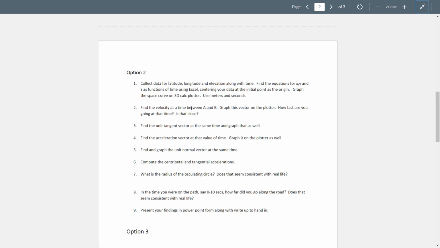You can go on Google Maps and basically approximate the radius of the curve you just went around. That's easy to do. In the time you're on the path, say from 0 to 10 seconds, how far did you go along the road? Obviously, that's an arc length problem.